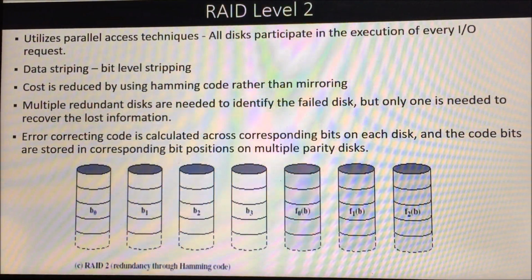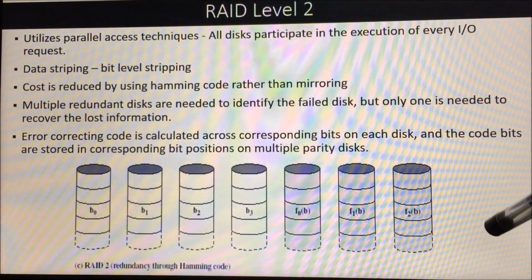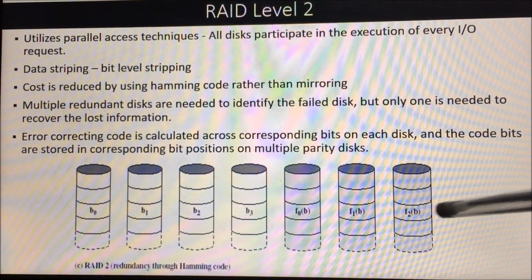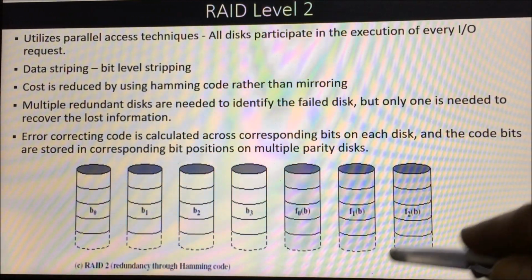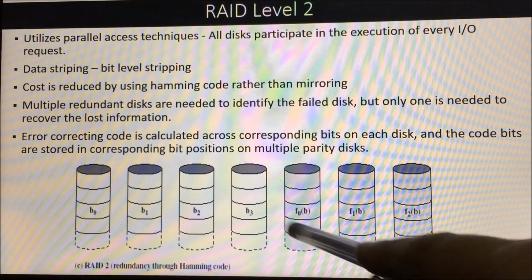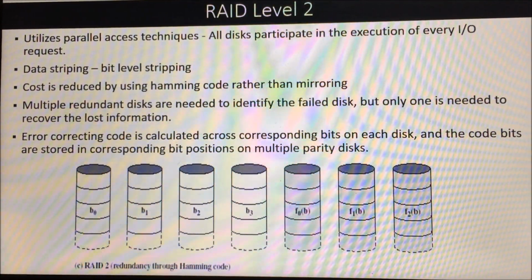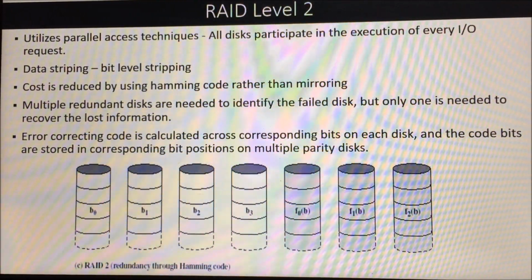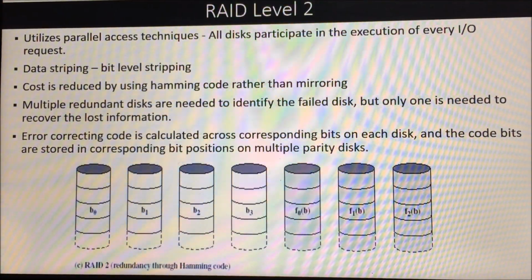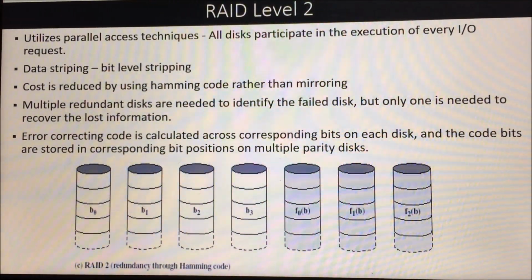But in the case of RAID level 2, we need multiple redundant disks. That is, using all the disks we need to identify whether a particular disk has failed or not. But we need only one disk in order to recover the lost information. How is this? We'll see later.